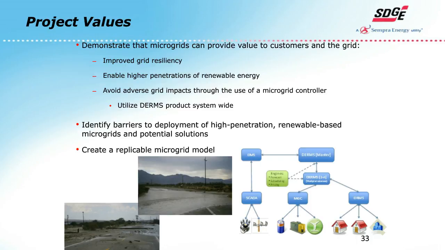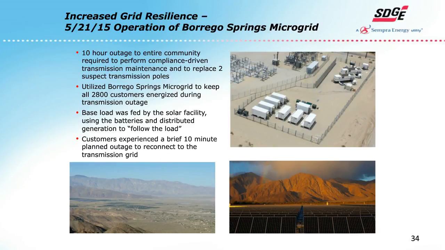So we're getting close to running out of time. Here, the upper right picture is Borrego Springs. That's the actual microgrid yard. The white boxes are the energy storage there. We've got 1.5 megawatts for 3 hours. And in the upper right-hand corner of that picture are the two 1.8 megawatt diesel generators. We've been able to utilize the microgrid to keep all customers energized during a transmission outage. And we've also leveraged the large 26 megawatt solar facility that you see in the lower right-hand side picture.